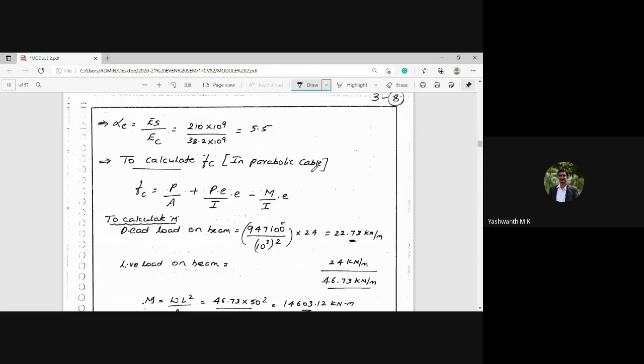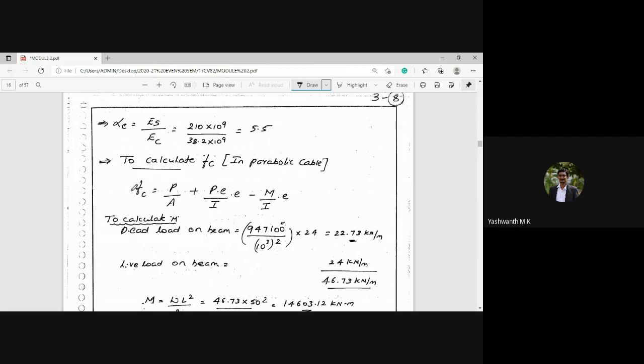Especially for a parabolic cable, now you need to be very careful. Let me go ahead and show how to calculate that. Please observe very carefully how to calculate FC for a parabolic cable, because till now we have been calculating the FC value for a straight cable. So let us see how to calculate the compressive stress in concrete at the level of steel for a parabolic cable.